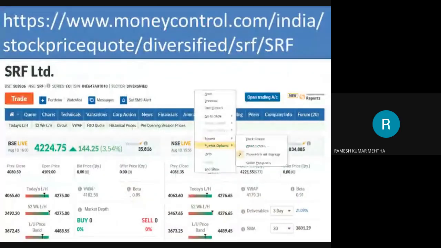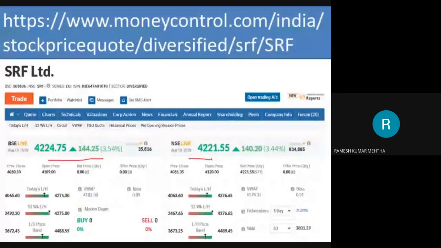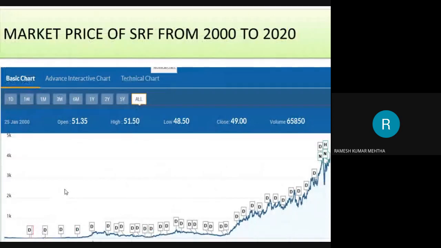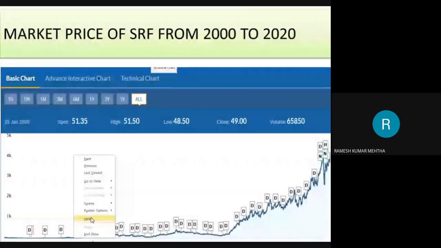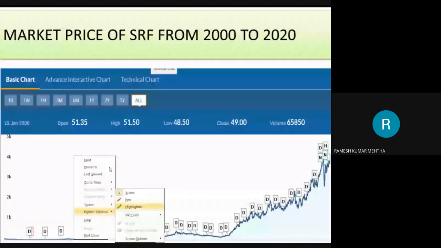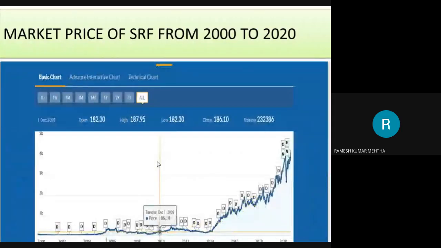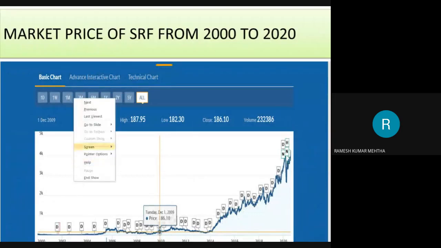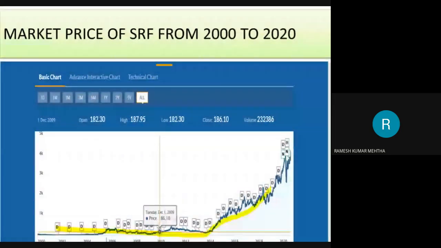SRF Limited, I have covered this, but just to recap it: 4,000 is today's market price, and the share was available at a meager 20-30 rupees in the year 2010. It has increased from 20 rupees to almost 4,500, and they have declared a dividend also. Look at the way the dividend has been declared over several years of existence. Market price also has increased dramatically over a period of time, like from here, it has gone to here like this.